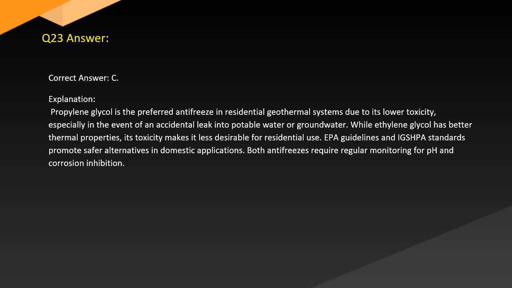Answer. Correct answer: C. Explanation. Propylene glycol is the preferred antifreeze in residential geothermal systems due to its low toxicity, especially in the event of an accidental leak into potable water or groundwater. While ethylene glycol has better thermal properties, its toxicity makes it less desirable for residential use. EPA guidelines and HVACR standards promote safer alternatives in domestic applications. Both antifreezes require regular monitoring for pH and corrosion inhibition.